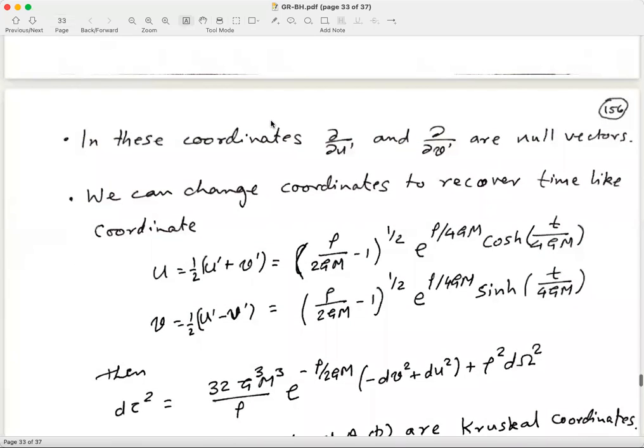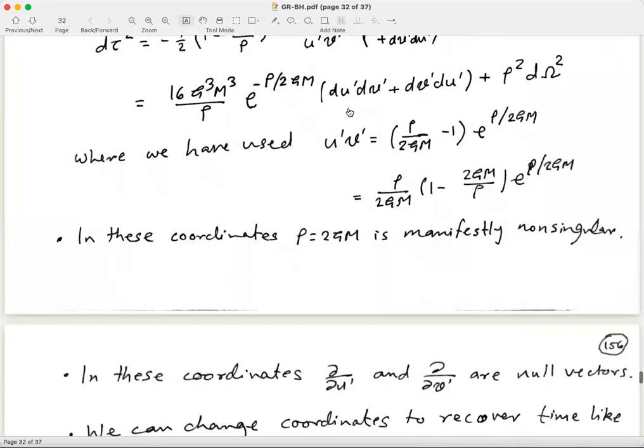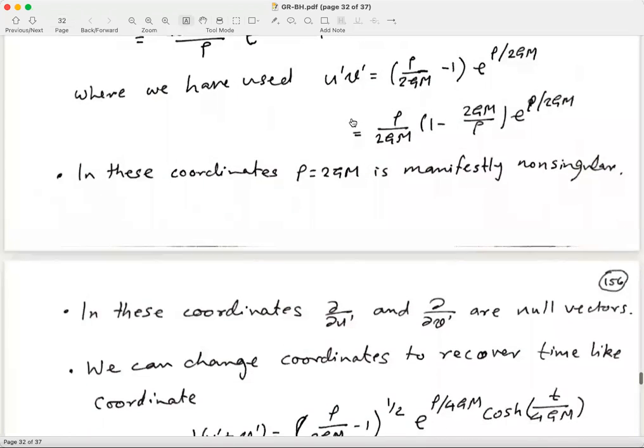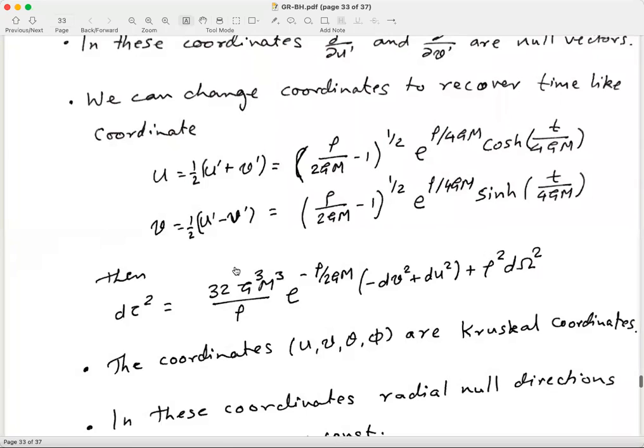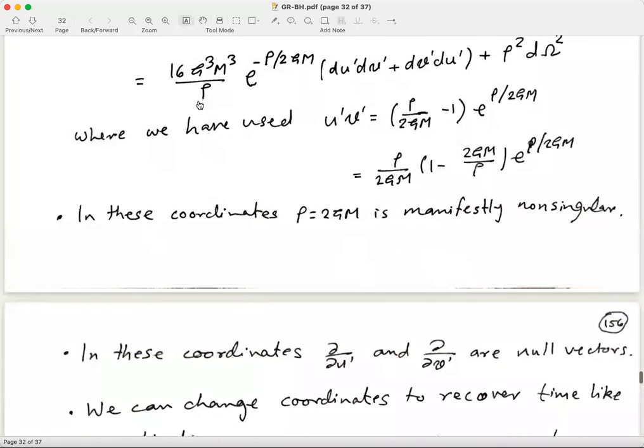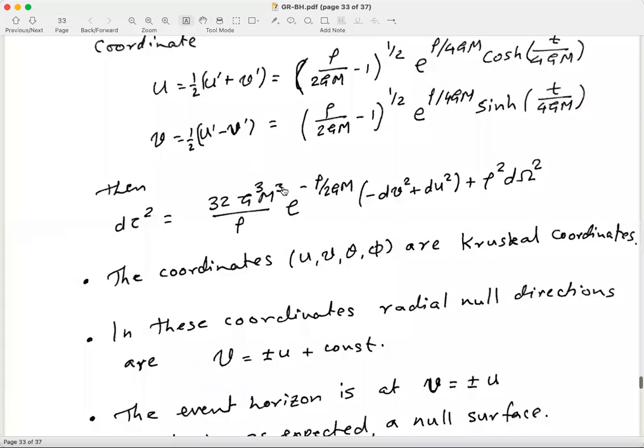So there's one more change of coordinate that we could do, and that is a kind of trivial change of coordinate. If you have a metric which is written in terms of du prime dv prime, you can always bring it into a form like minus dt squared plus d rho squared. In this particular case, we'll define u and v to be u prime plus v prime and u prime minus v prime. If you do that, then your final metric is going to look like the same overall factor, 32 G cubed M cubed upon rho times e to the minus rho upon 2GM, times minus dv squared plus du squared plus rho squared d omega squared.